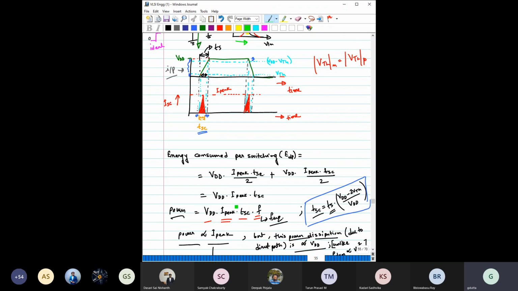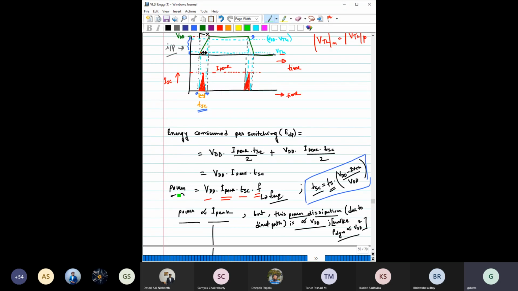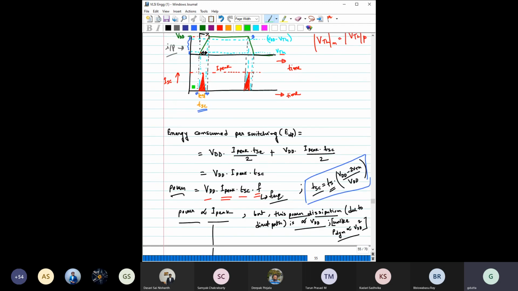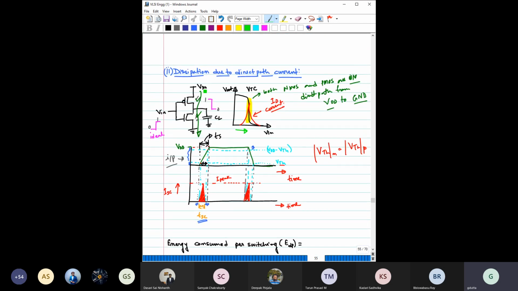So we have to find what is the energy consumed, and if you know the energy, then obviously it should not be much difficult to find what is the power. So we have also found the power. From this we have also seen the power dissipation is proportional to I peak, that is the peak current that is flowing from this VDD.